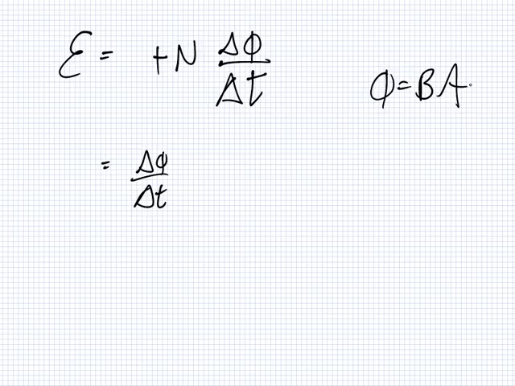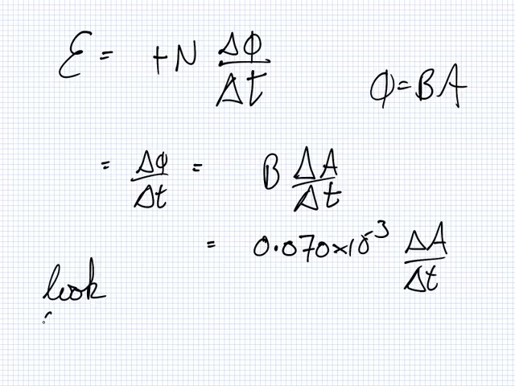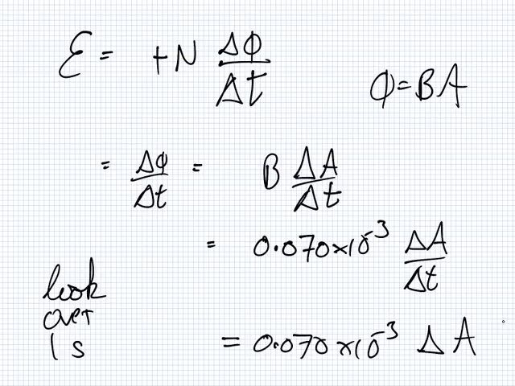Okay. So here, this will be B, change in area over change in time. What did I say the B was? 0.070 milli, over change in area over change in time. Now let's make our life easy. Look over 1 second. See what happens in 1 second. What voltage do we get induced? So over a period of 1 second, we just have to look at how the area changes. Now we kind of know that.